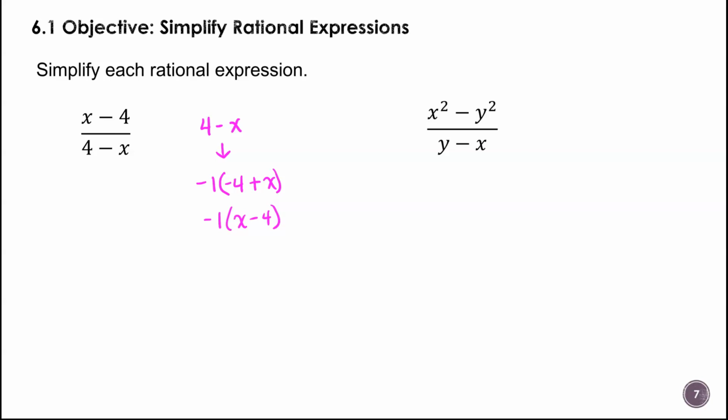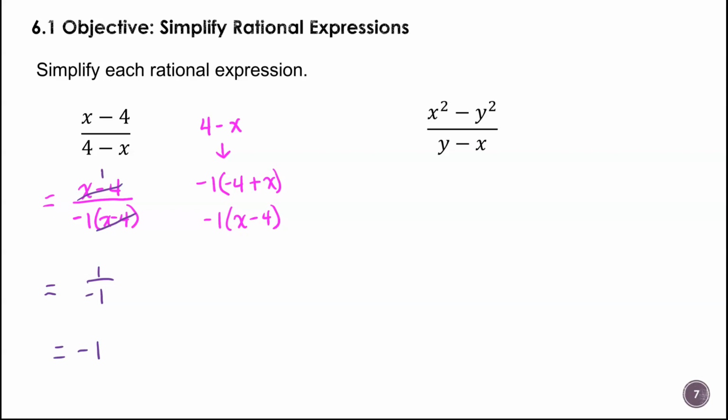When you divide by negative, it switches signs, but also we want to switch the order so that we have it in descending order. And then I have x minus 4 over negative 1 times x minus 4. And that means that I can take out my common factor of x minus 4, which equals 1. And I'm left with 1 over negative 1, which is negative 1.